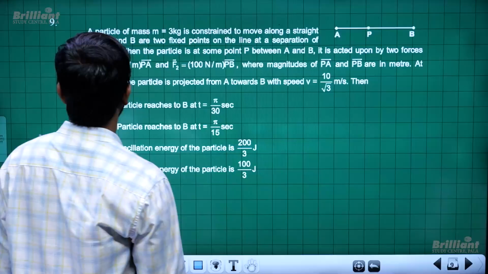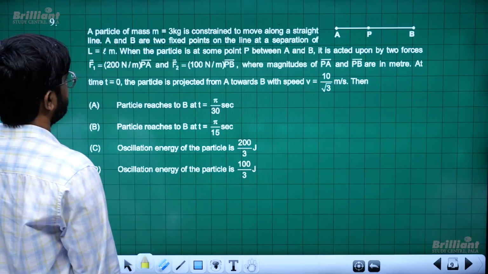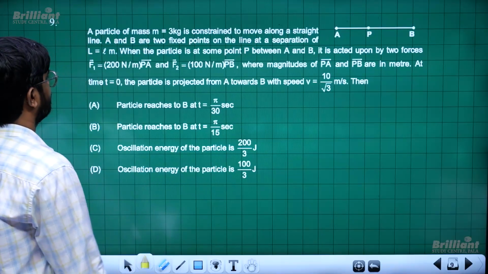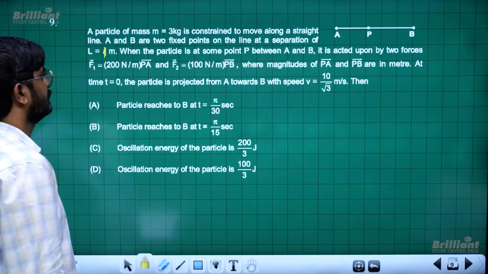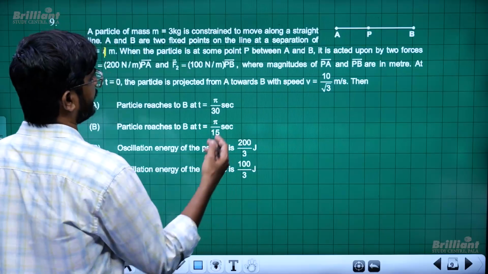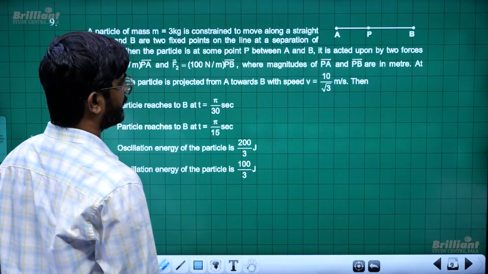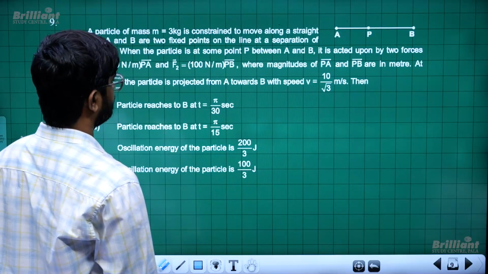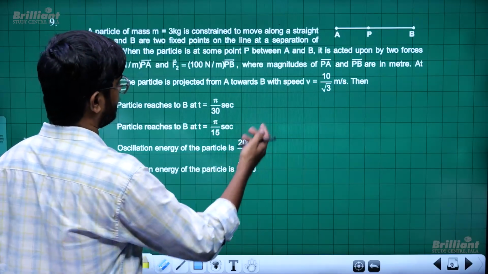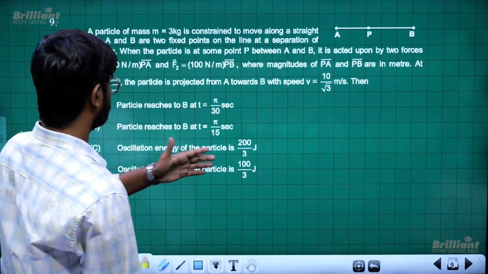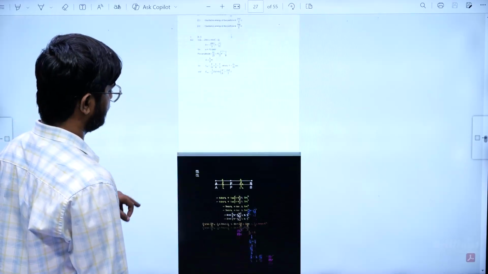A particle of mass m, 3 kg, is constrained to move along a straight line. A and B are two fixed points on the line at a separation of 1 meter. When the particle is at some point P between A and B, it is acted upon by two forces given by this much, where magnitudes of PA bar and PB bar are in meters. At time t equals 0, the particle is projected from A towards B with a particular speed. Then they were asking when it is going to reach B and the oscillation energy. So from there you should have understood it should be some kind of SHM thing.